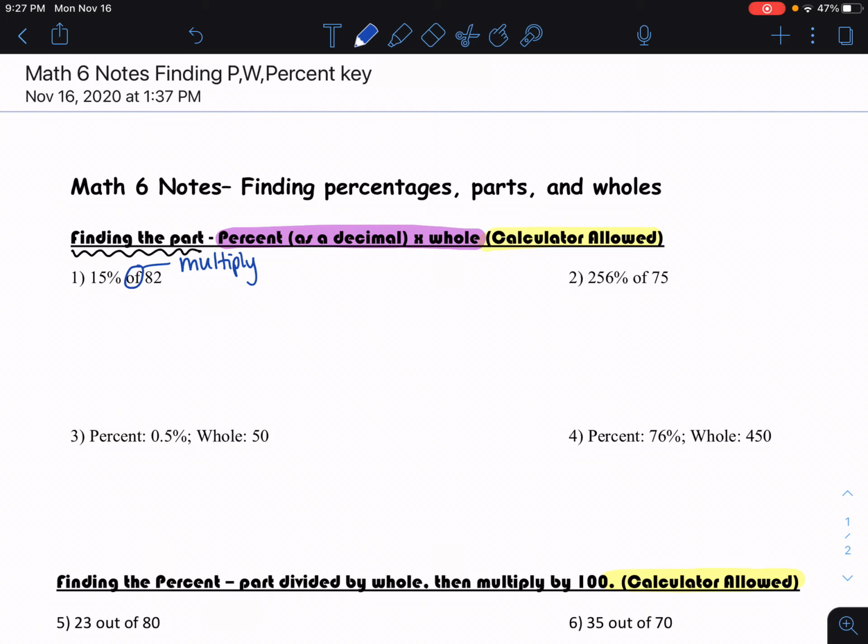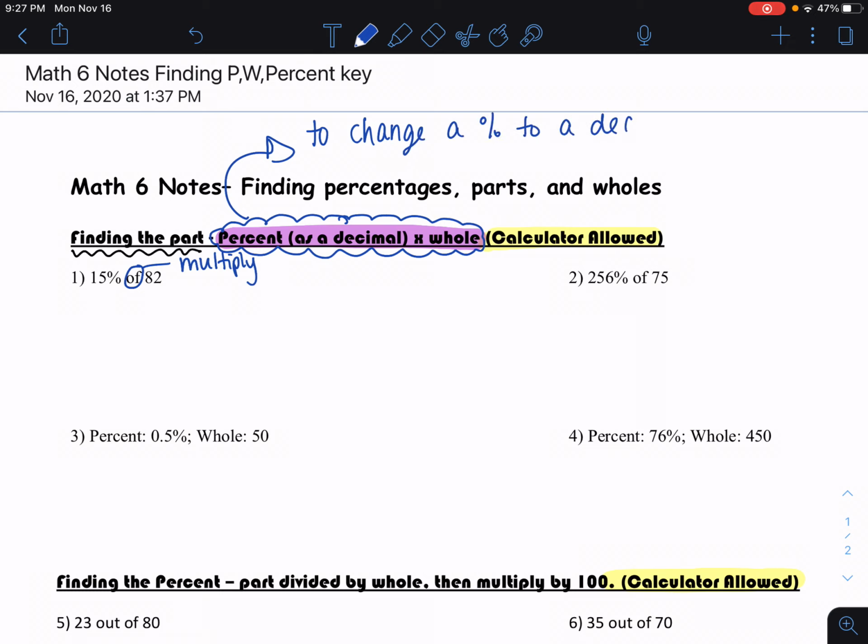To change a percent to a decimal, that's the most important part of this problem, because if you don't change the percent to a decimal, your answer is not going to be correct. To change a percent to a decimal, move the decimal 2 places to the left.